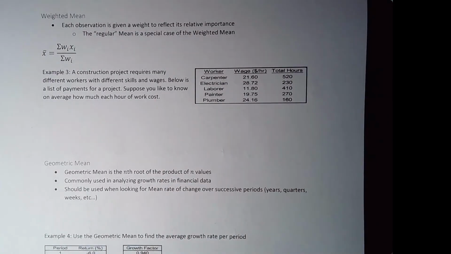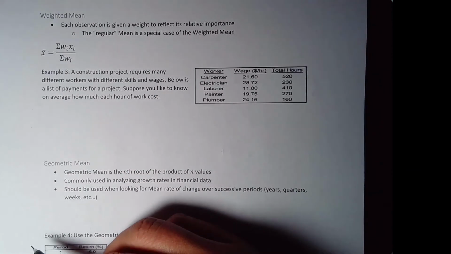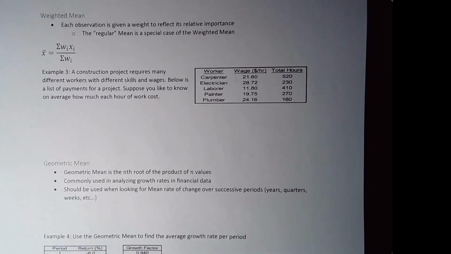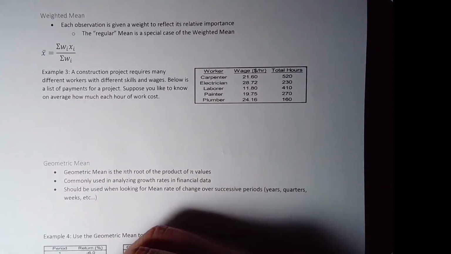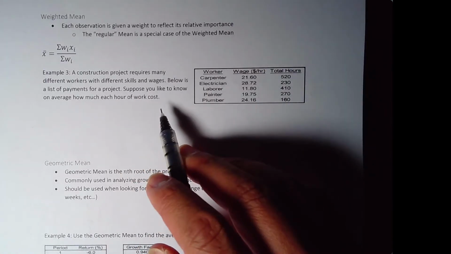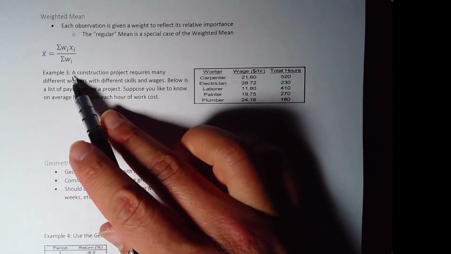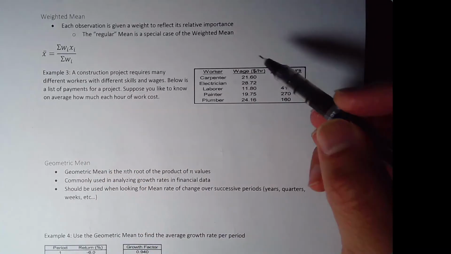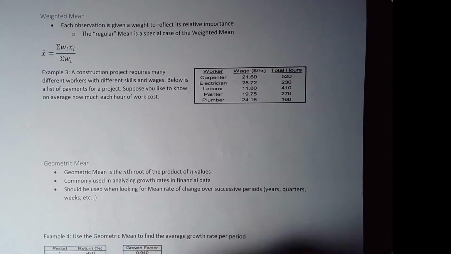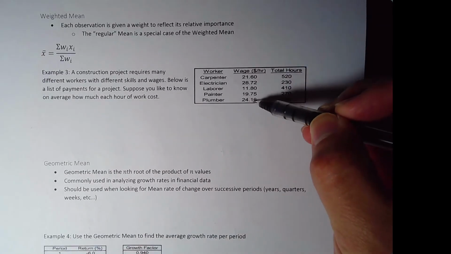Next, weighted mean. Weighted mean is actually quite useful because there are going to be situations where you want to give a different importance to each observation. Maybe you have additional information regarding the observations that you want to include when you calculate the average. Let's look at this example, and I think that will become clear. So here is an example of construction projects, and here we have 5 different types of laborers, and each of them has this wage.